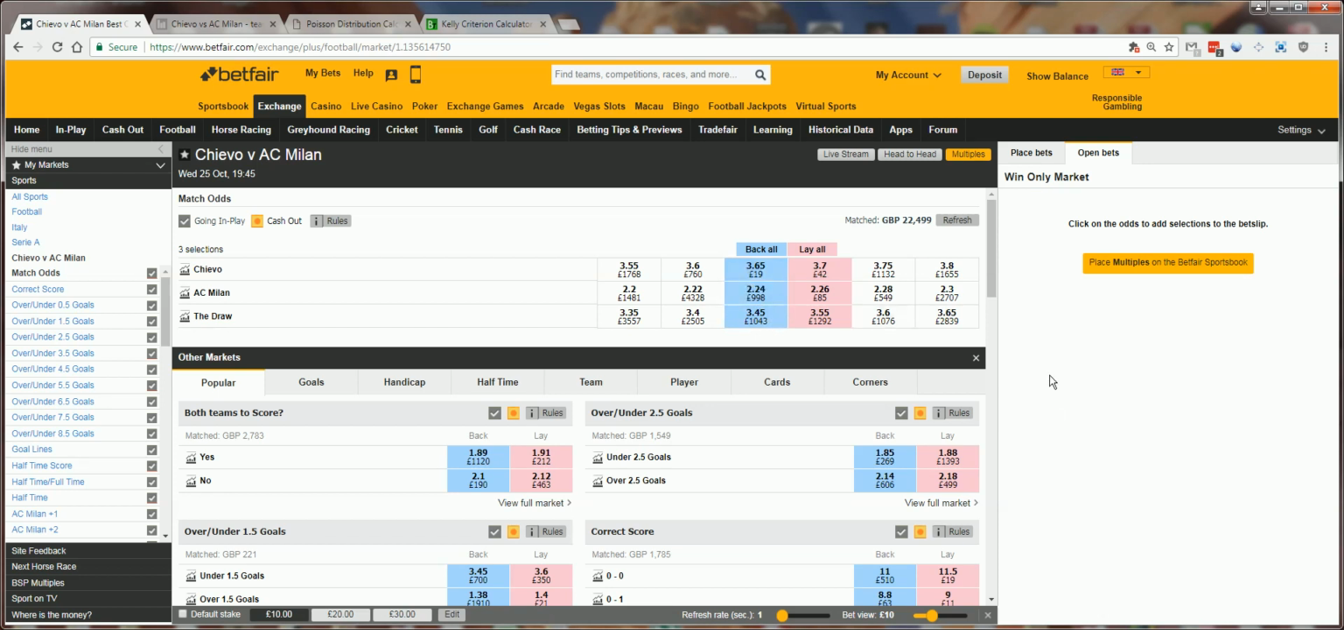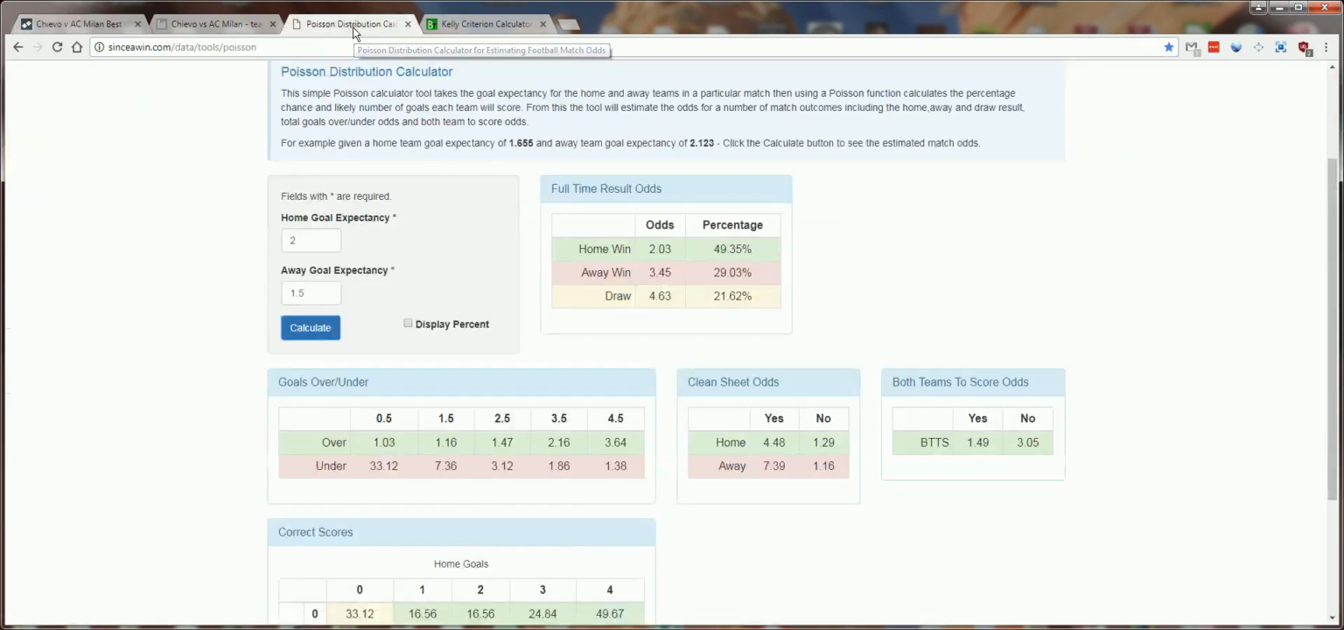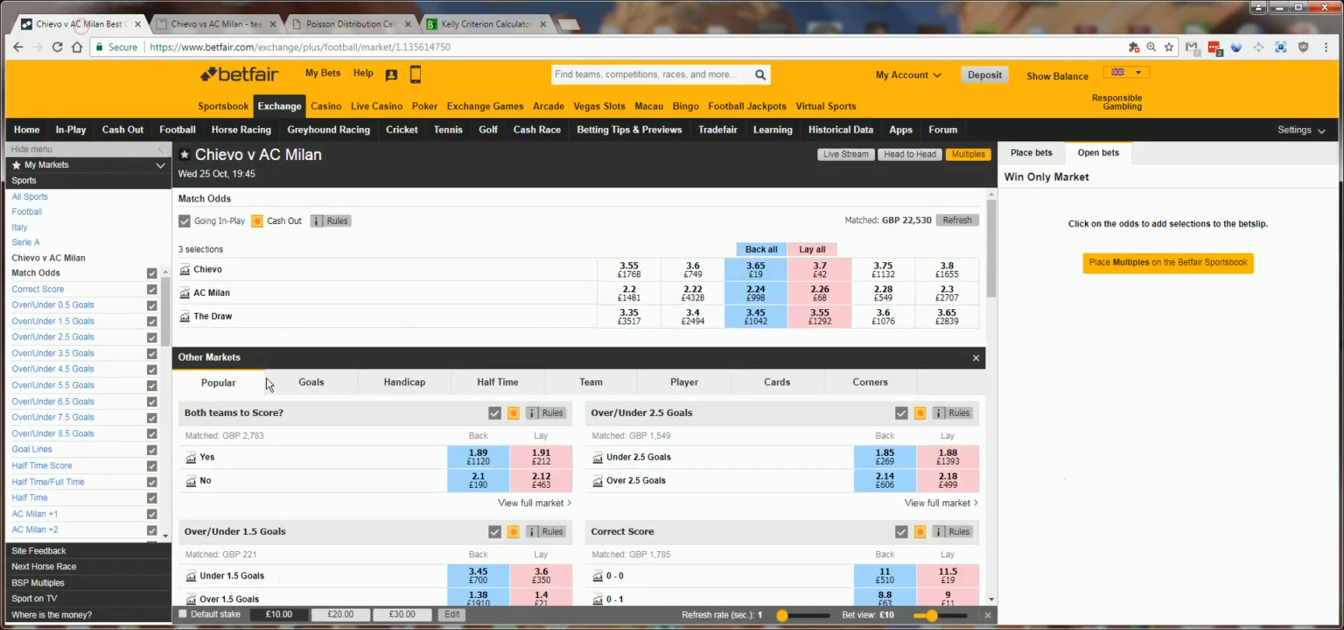And they're making Chievo 3.65 favourite. Wow, look at this. Here we are. So over and under 2.5 goals, we have got 2.14. Now, if you remember when we looked at Poisson, it's coming out at 1.47. So the market doesn't expect it to be over 2.5 goals. But our calculations say it is going to be over 2.5 goals. So let's now see how much value we've got there.